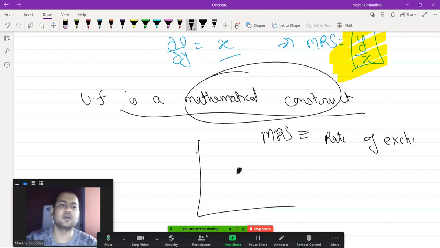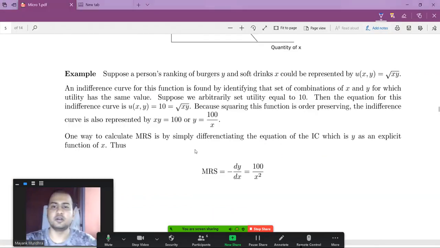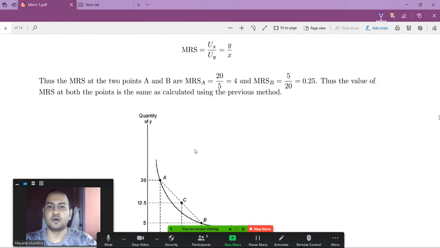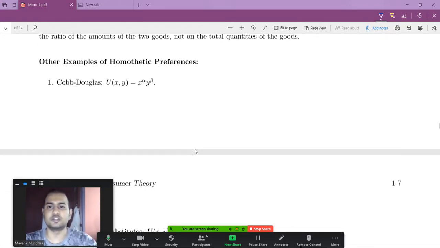All right, so that's why MRS should not have changed by doing a monotonic transformation, and because it does not change, that's why the whole theory of utility functions is very sound at its foundation, and that's why we can use it. So that's your MRS.